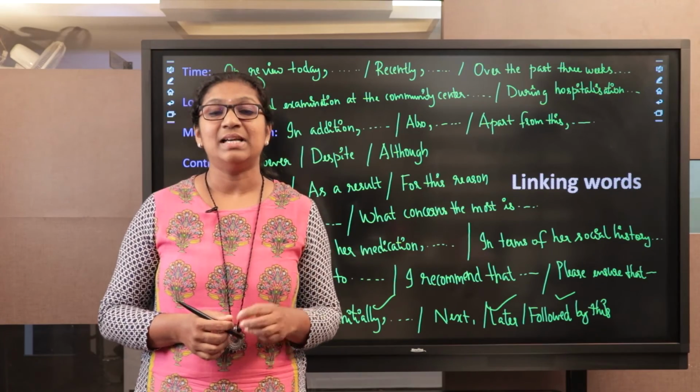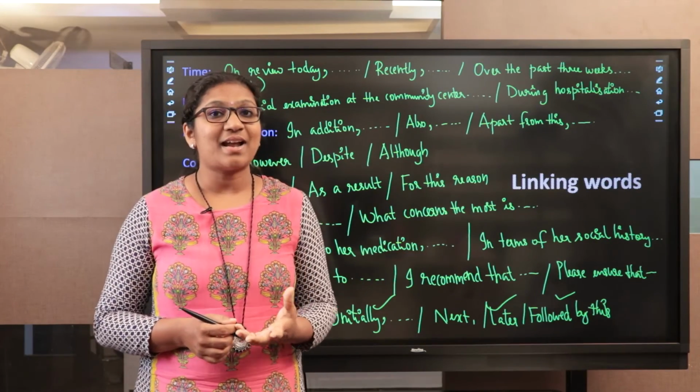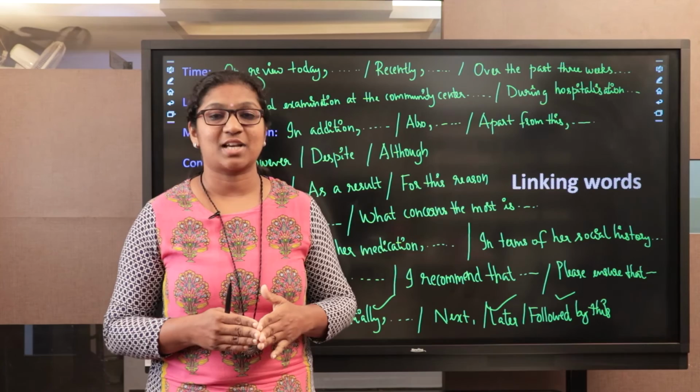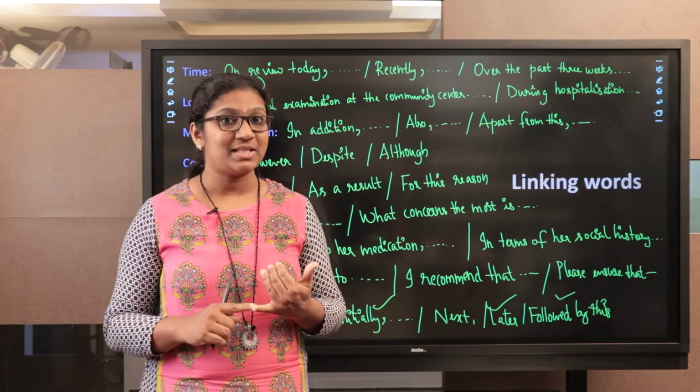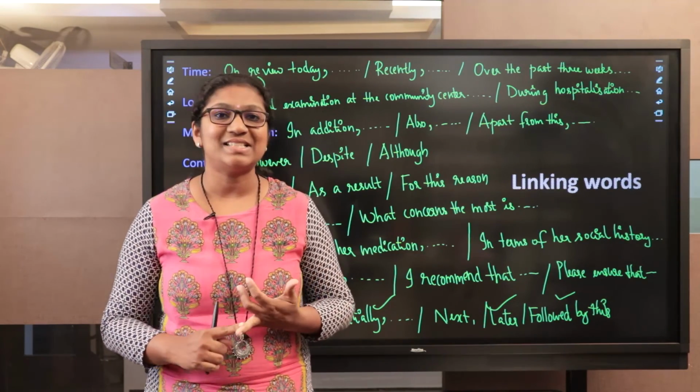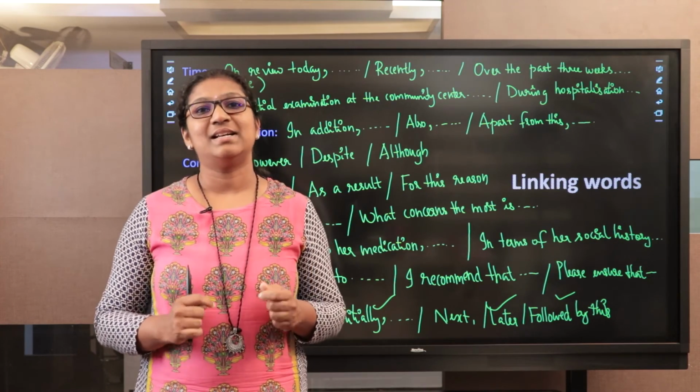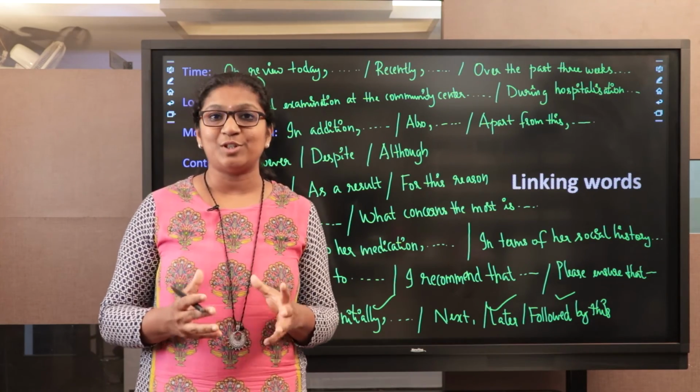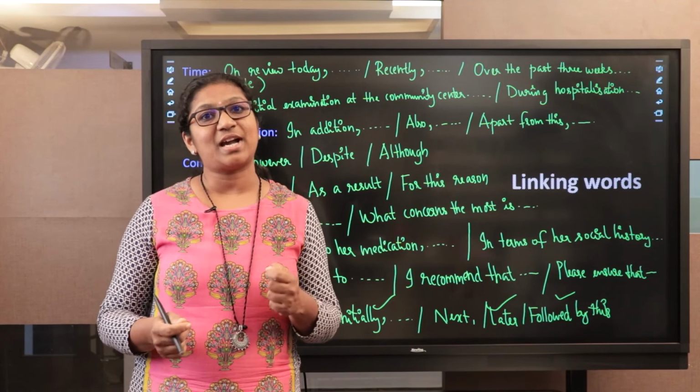Now let's examine certain samples and try and identify these three elements that we've discussed today, which are the topic sentence, the supporting sentences, and the linking words. So let's have a look at certain official OET sample letters and try and find these out.